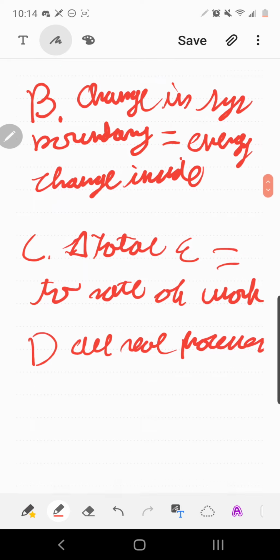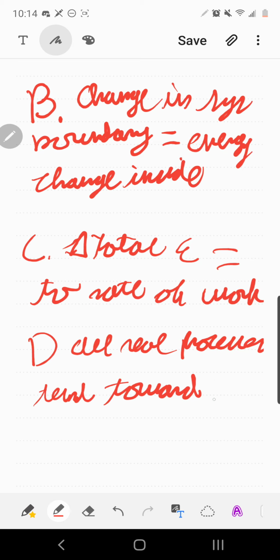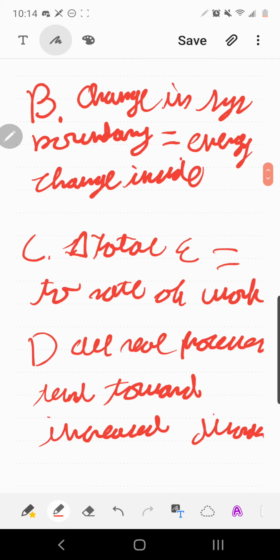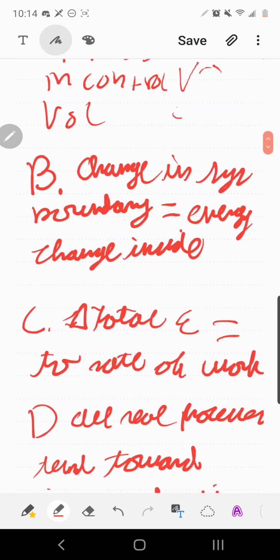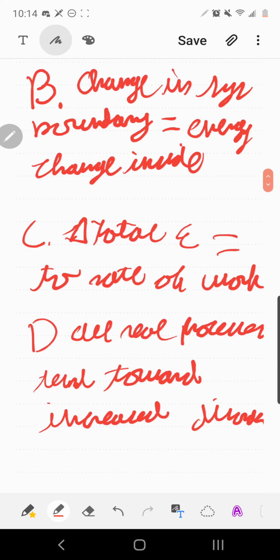So I apologize for my handwriting. I'm trying to make this thing work. Tend toward increased disorder. Okay, with these four, which one of these is the closest interpretation of the first law of thermodynamics for closed systems? Now, first and foremost, we know that.